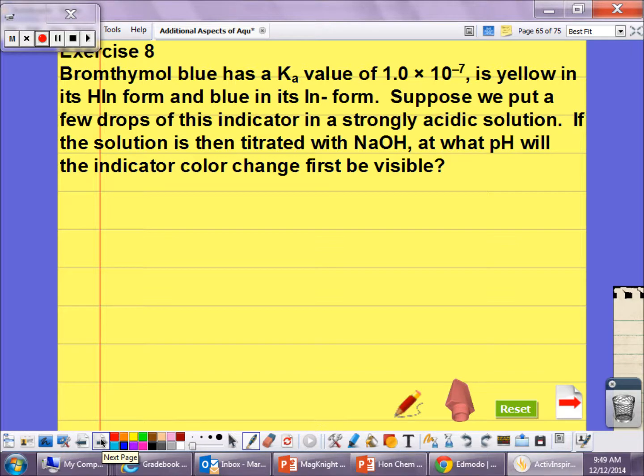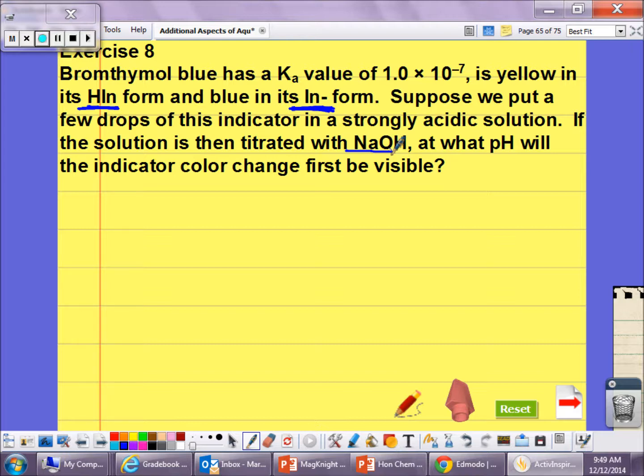Bromthymol blue has a Ka of 10 to the negative 7. Yellow is its acidic form of that indicator, because indicators are weak acids and weak bases. That's what they are. And blue in its basic form. Suppose that you put a few drops of this indicator in a strongly acidic solution. If the solution is then titrated with NaOH, at what pH will the indicator change color? Let me just tell you, and I'm done.